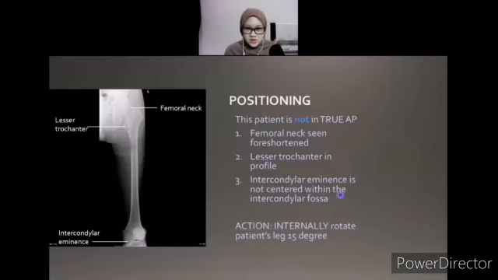So this is my image of AP femur. The positioning for this projection is incorrect, meaning that the patient is not in true AP. This is because the femoral neck is seen foreshortened and the lesser trochanter is in profile medially, and the intercondylar eminence is not centered within the intercondylar fossa. To improve this, we should internally rotate the patient's leg up to 15 degrees.